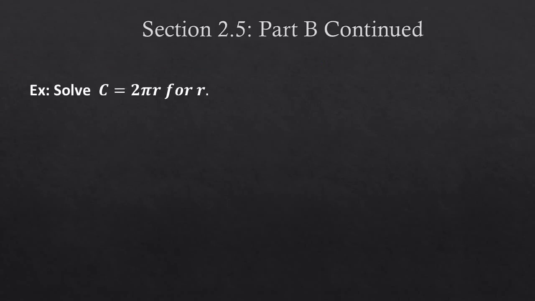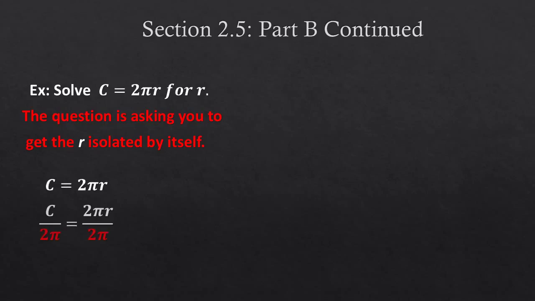Solve C equals 2 pi r for r. The question is asking you to get the r by itself. To do so, the 2 pi must be removed. To do this, we will divide both sides by 2 pi, which means on the right-hand side, the 2 pi's will cancel out, leaving the r by itself, equaling C over 2 pi.